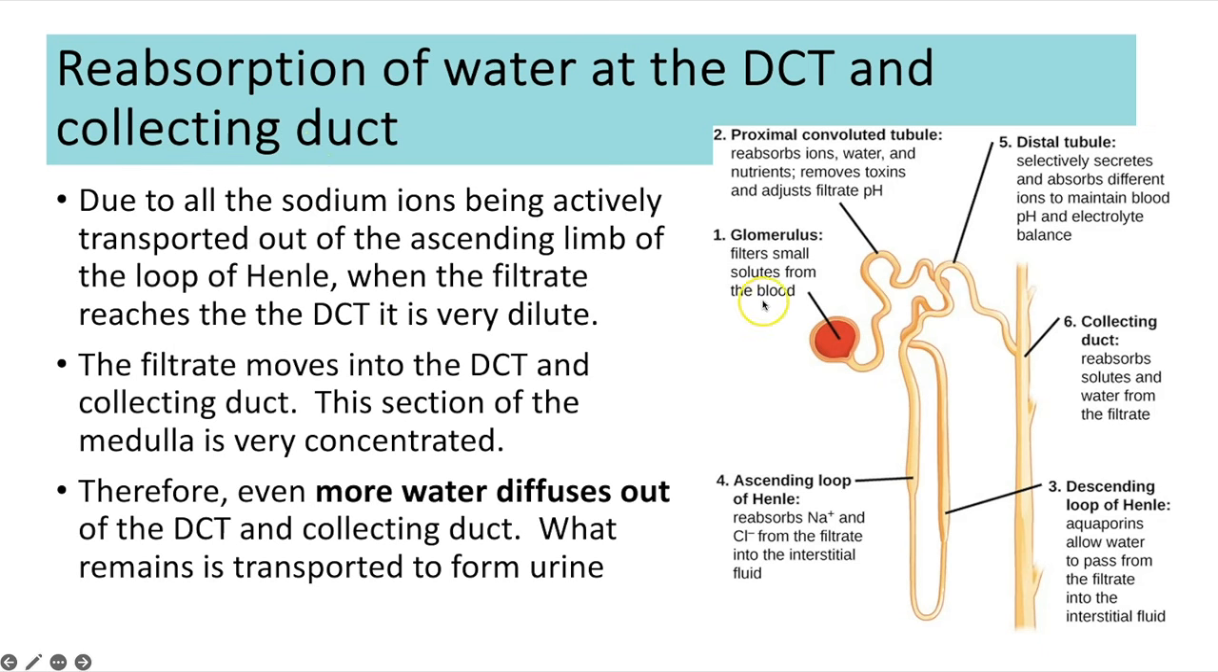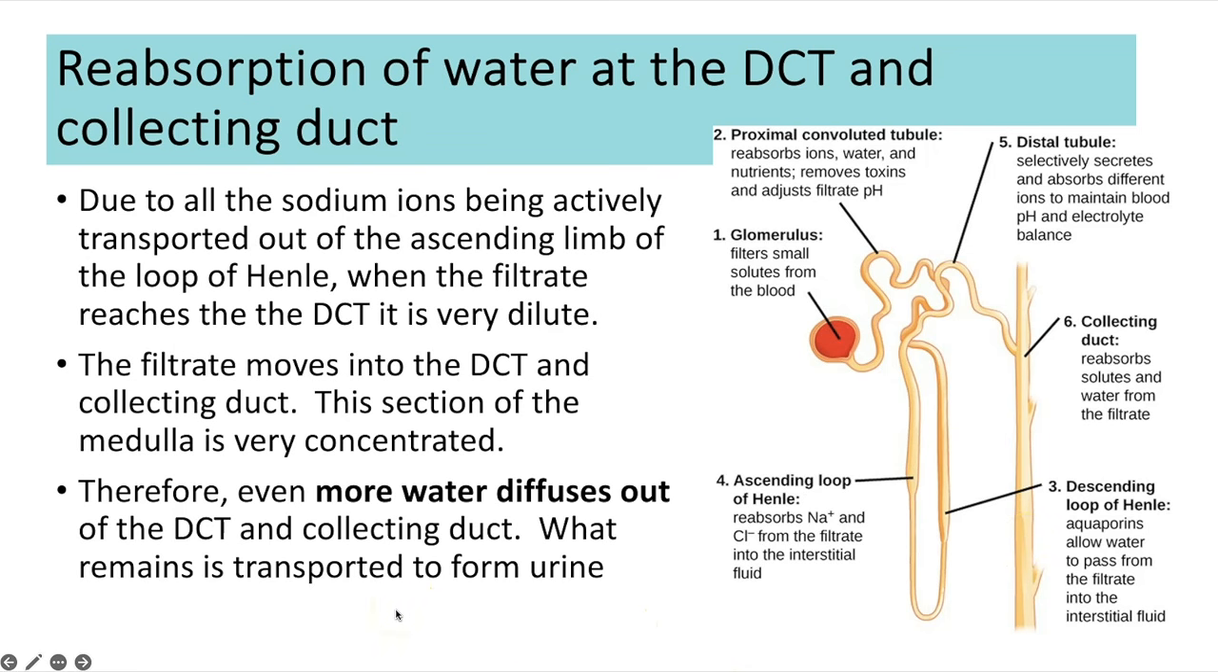So that when the filtrate reaches the distal convoluted tubule, that filtrate is very dilute because lots of the ions have been removed. And that filtrate moves into the DCT and the collecting duct, and at that point, the interstitial space in the medulla is very concentrated and you've got a very dilute solution. Therefore, even more water diffuses out of the DCT and the collecting duct. And whatever remains in terms of the filtrate in the collecting duct then goes on to form the urine.